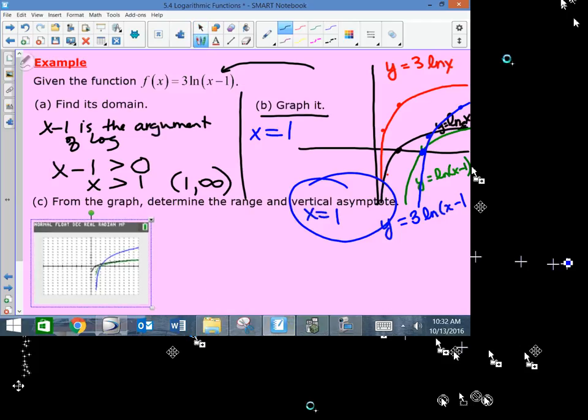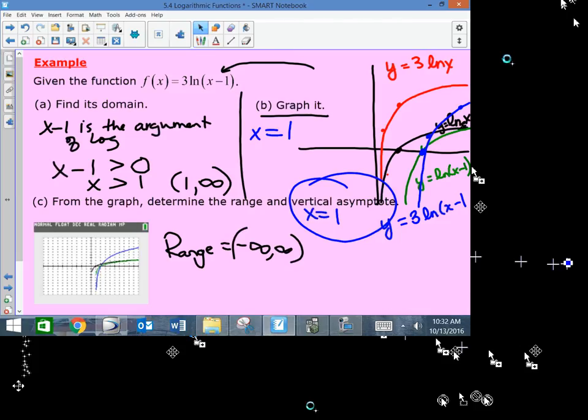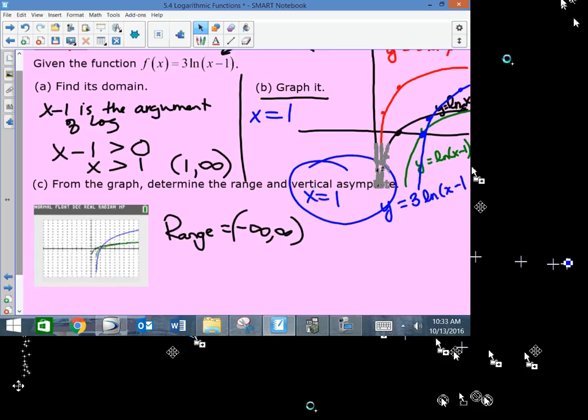What's the range? All real numbers. Good job. Okay? We're not going to go crazy with the transformations because we'll do mostly matching, and you'll do that right, left, up, down, and stretching and all that. But we're not going to go crazy for the stretch because it just gets so tedious. Okay? Are we good? Alrighty then.